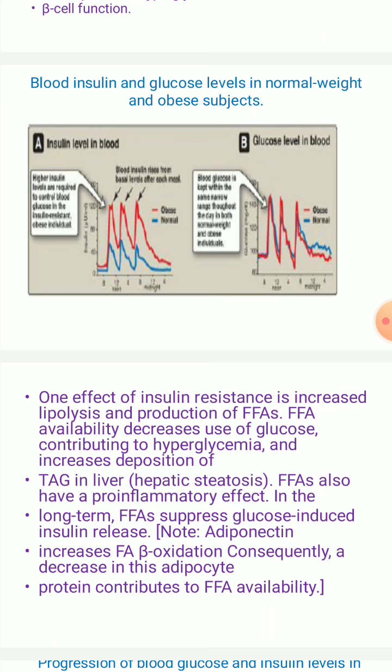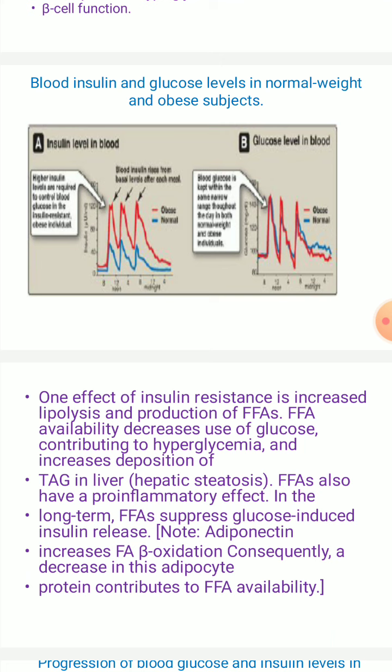One effect of the insulin resistance is increased lipolysis and the production of more free fatty acids, which are released into the blood. This free fatty acid availability also decreases the use of glucose, contributing to the hyperglycemic condition, and we can also make out increased deposition of triacylglycerols in the liver, right? That's why we end up in hypertriacylglycerolemia. Understood? Triacylglycerols in the liver, that is nothing but hepatic steatosis, as we can also call it.